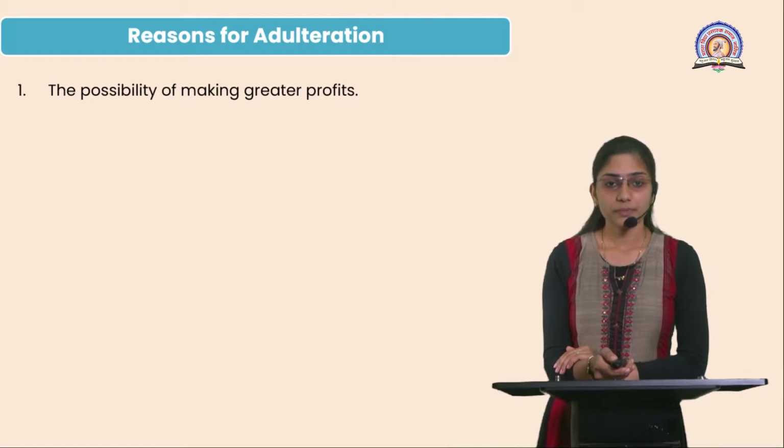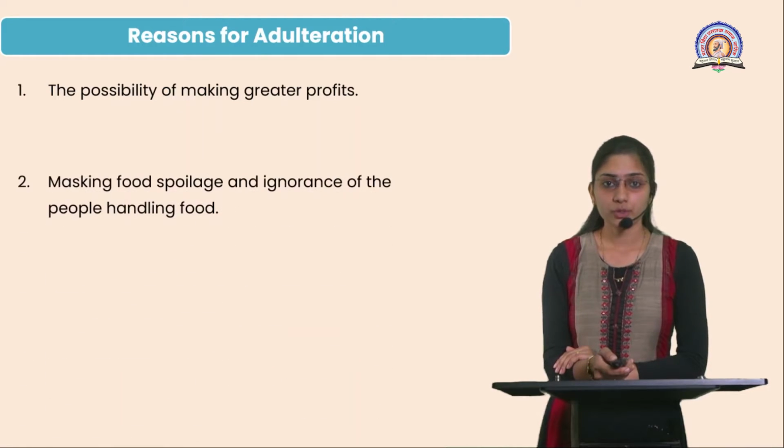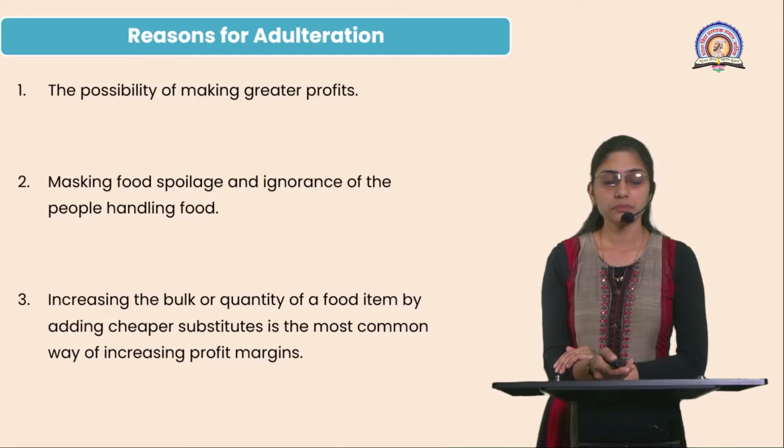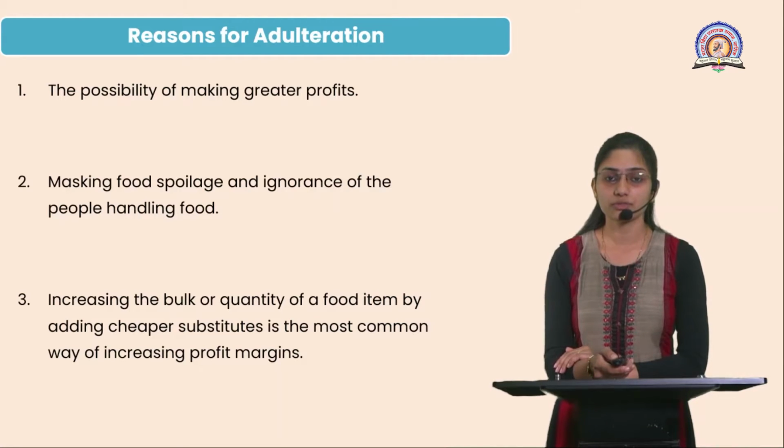Now, why are we doing this adulteration? There are different reasons behind this adulteration process. The first reason is the possibility of making greater profit. The second reason is masking of food spoilage and ignorance of the people handling food. And the third reason is increasing the bulk or the quantity of food item by adding a cheaper substitute, one of the most common ways of increasing the profit margin. So the main three reasons are: greater profit, avoiding food spoilage, and the profit margin.